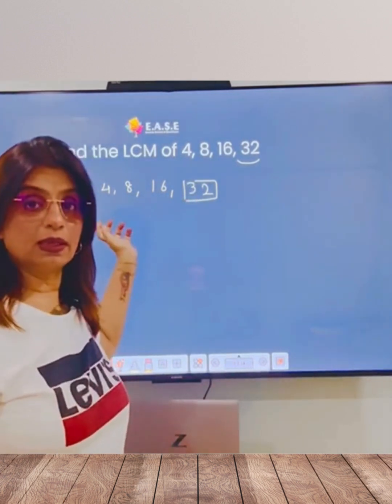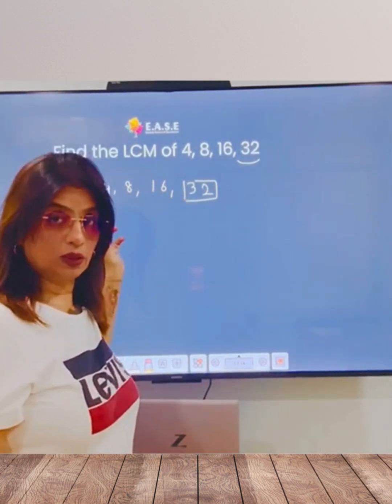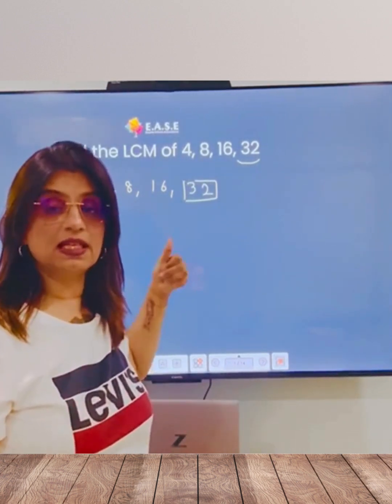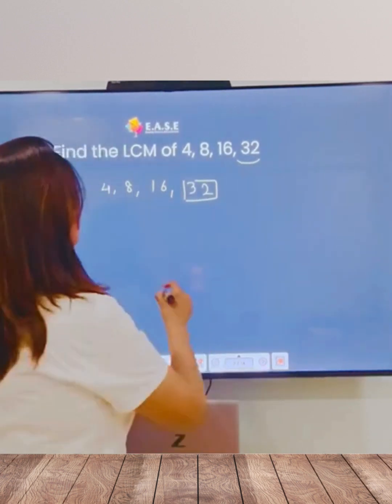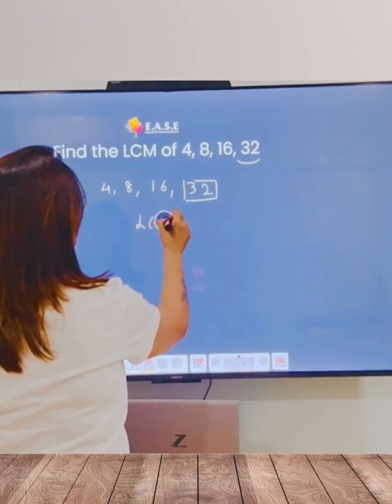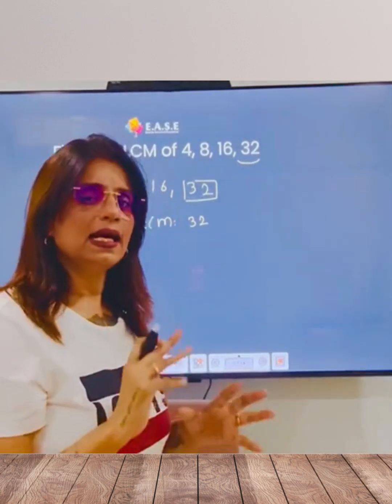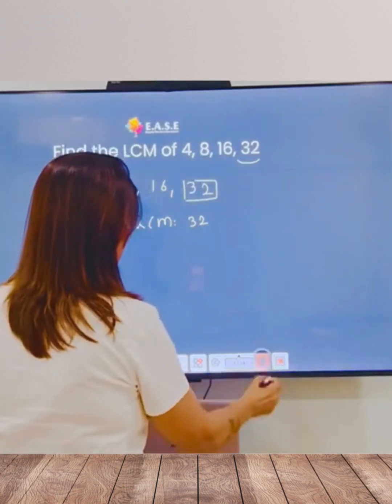Does 32 come in the table of 4? Yes. Will 32 come in the table of 8? Yes. Will 32 come in the table of 16? Yes. Which means 32 is your LCM. Now this was really very easy. Let's increase the level of difficulty a little bit more.